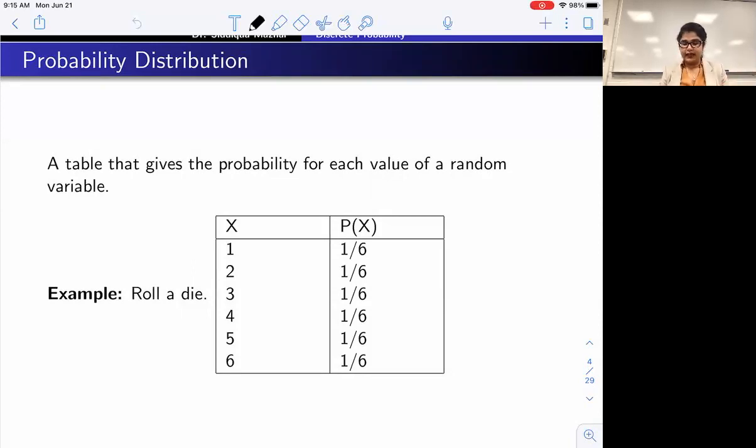Like in a roll of a die, in this example, if you roll a die, how likely are you to get X? How many outcomes do we have in rolling a die? We have six things: 1, 2, 3, 4, 5, and 6. So here we are using classical probability. If you're using classical probability, you write all of these probabilities in a table form. So this is what probability distribution means.